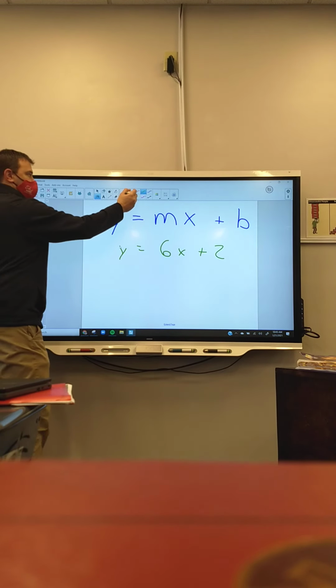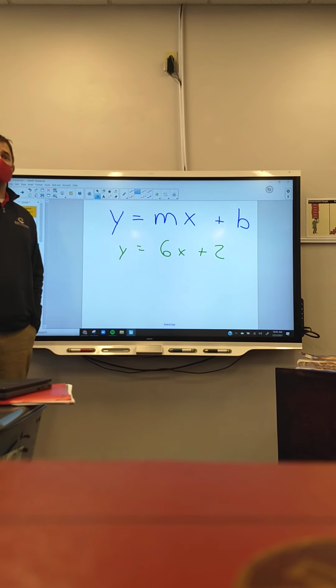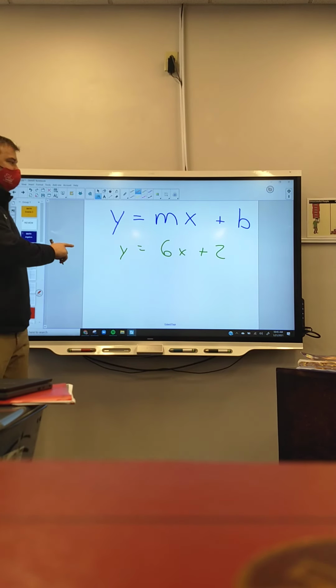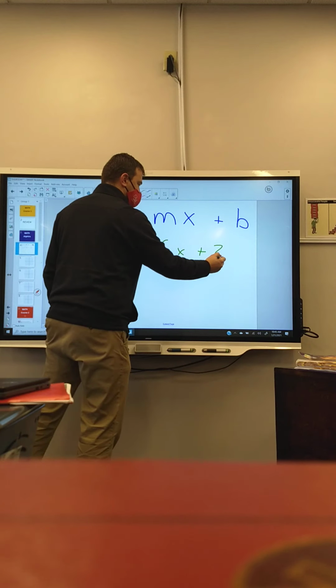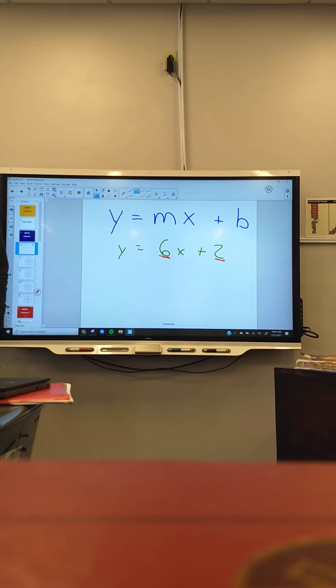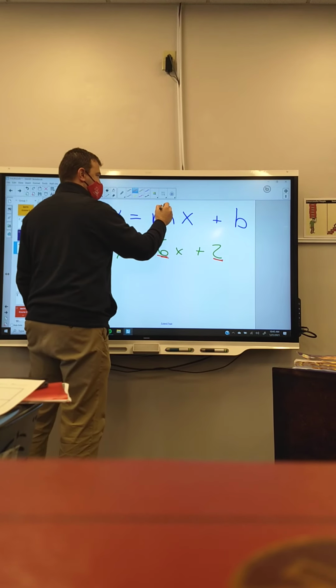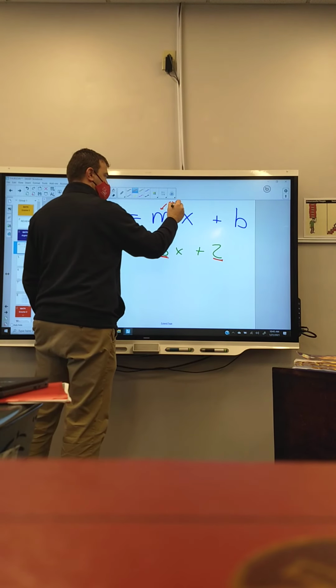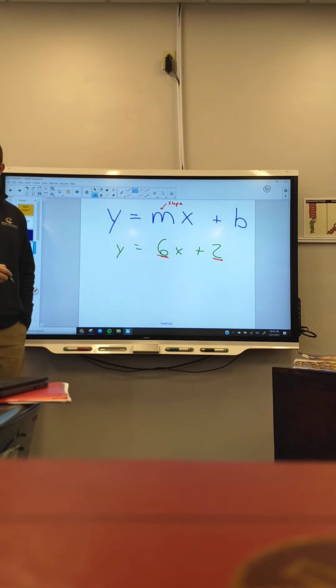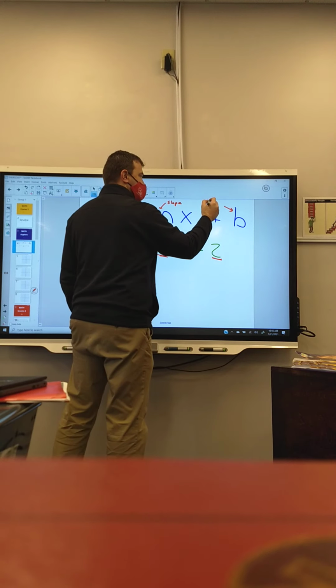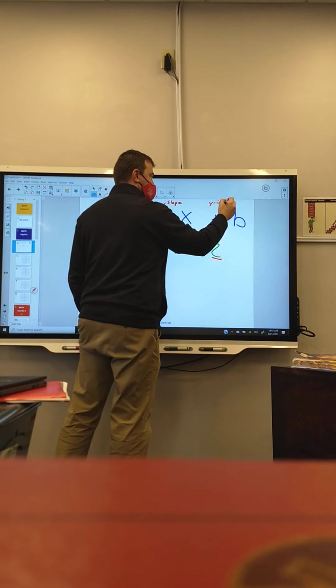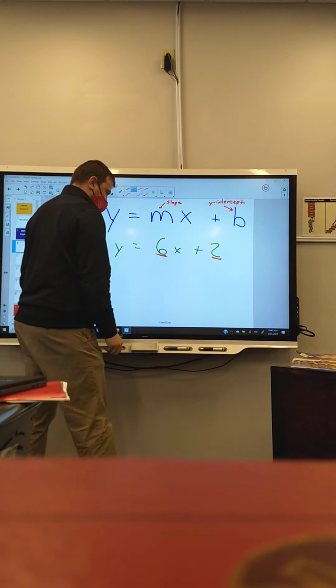It's a coordinate. 6 and 2 is not a coordinate. That doesn't mean this line's going to go through 6, 2 on the coordinate plane. But you're thinking along the right line. 6 does mean something. 2 does mean something. Remember? No? All right, so the m is your slope, how steep your line is. Your b value, in this case 2, is your y-intercept. Where does it cross the y-axis?